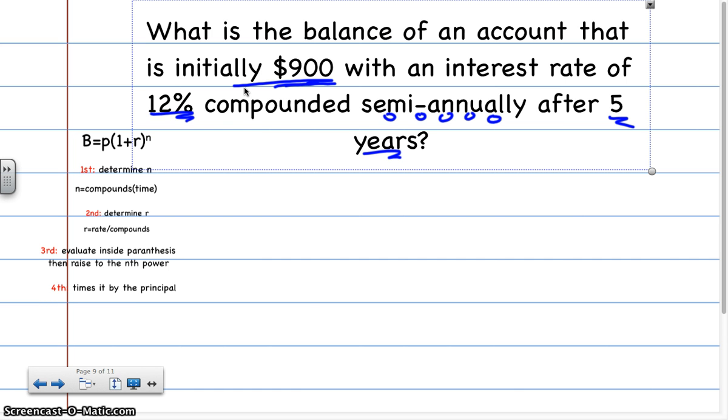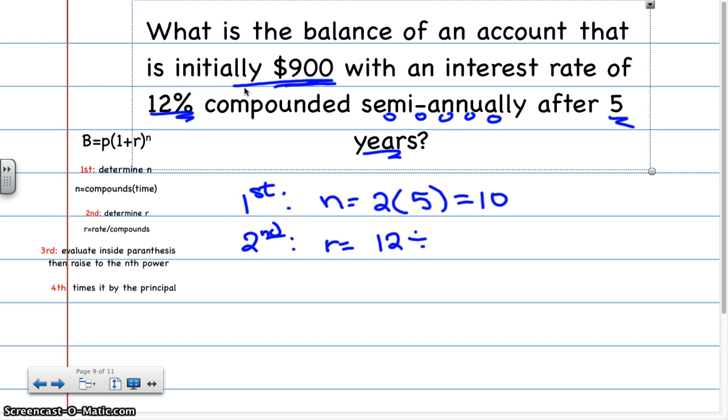So the first thing I want to do is determine my N. So N is equal to my compounds. Well, what does semi-annual mean? 2. My compounds times my time. How much time did I have? 5. So that's 10. The second thing I do is determine my R. R is equal to my interest rate. What's my interest rate? 12 divided by my compounds. Divided by compounds is 2. Semi-annual means 2. Which is 6%, which is 0.06.